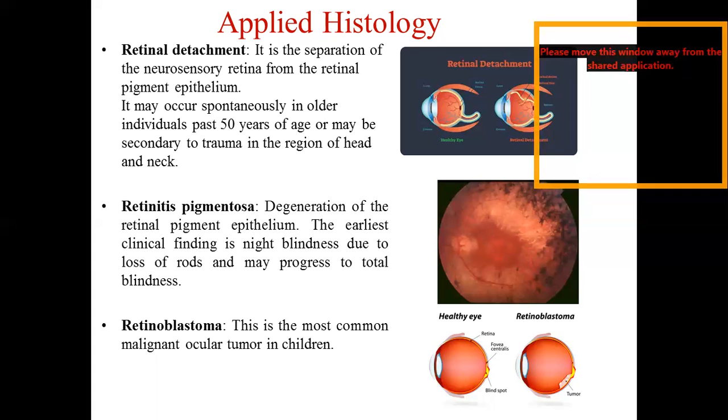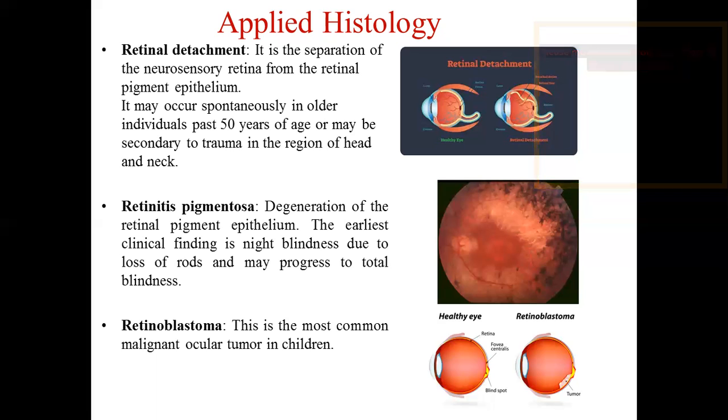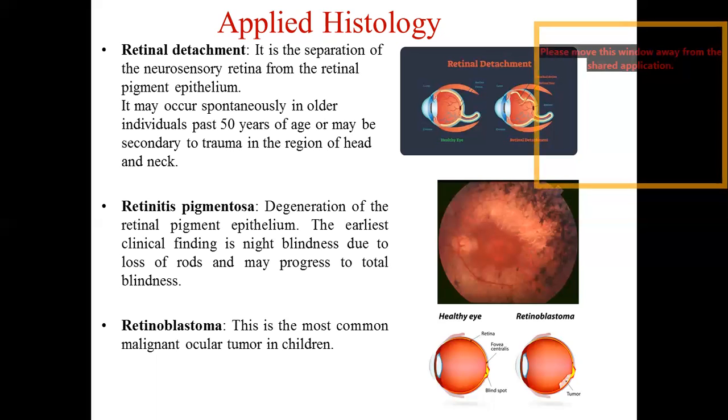Next condition is retinitis pigmentosa. Now here there is a degeneration of pigment epithelium. So there is night blindness due to loss of rods, and this may progress to total blindness. Then retinoblastoma is a tumor which is commonly seen in children. You can see it more on a retinal layer. So the vision is again blocked here. So it depends on the extent of this tumor, how much blockage is present.